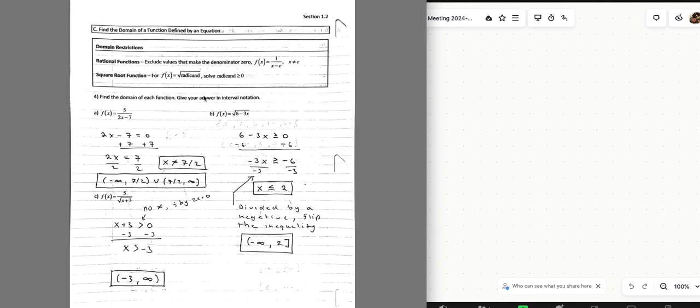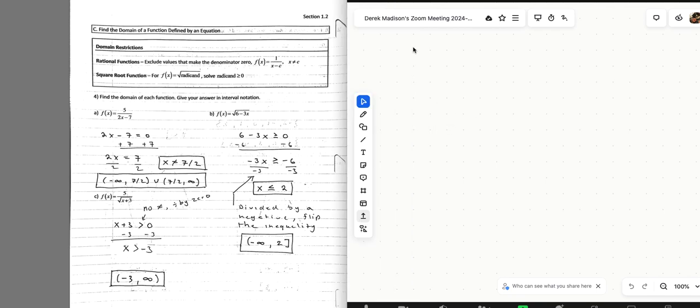Check the notes, and it's here in part C. It's this first part where anytime we have a fraction, that means that we're going to need to look for division by zero. That's what's going to mess up the domain. And that is because if I try to do a number, like 1 divided by 0, that is undefined. And so I have to look out for things that would make the denominator 0.